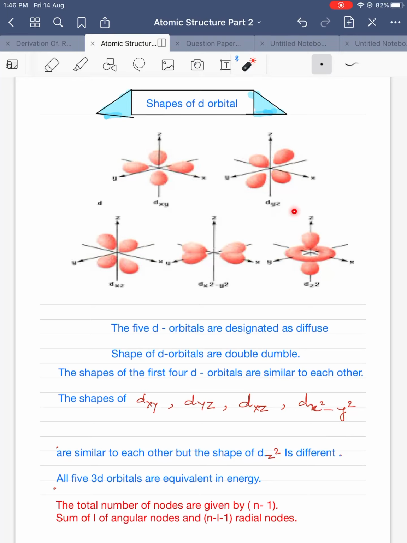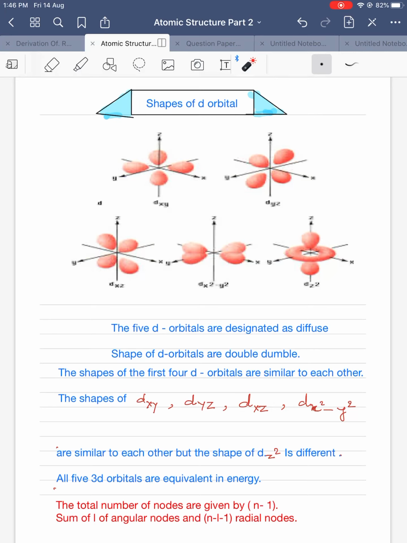The first three, dxy, dyz, and dxz, lie in the xy, yz, and zx planes respectively, and their lobes lie in between the axes, making 45° with the axis. And the fourth orbital, dx square minus y square, also lies in the xy plane like the dxy orbital, but it is rotated by 45° around z axis, so that the lobes are exactly along x and y axis, and nodal plane lies midway between the nodal planes of the dxy orbital.